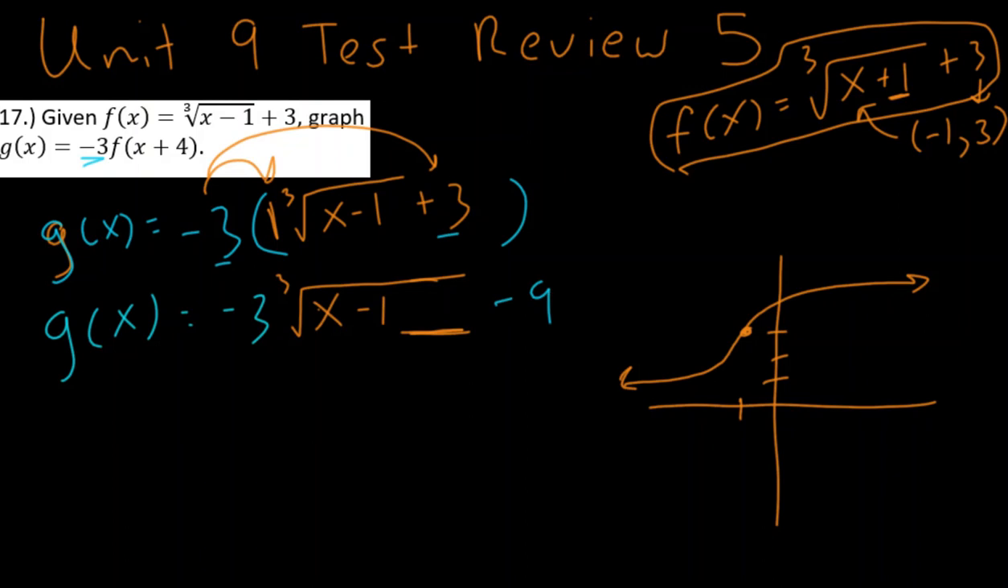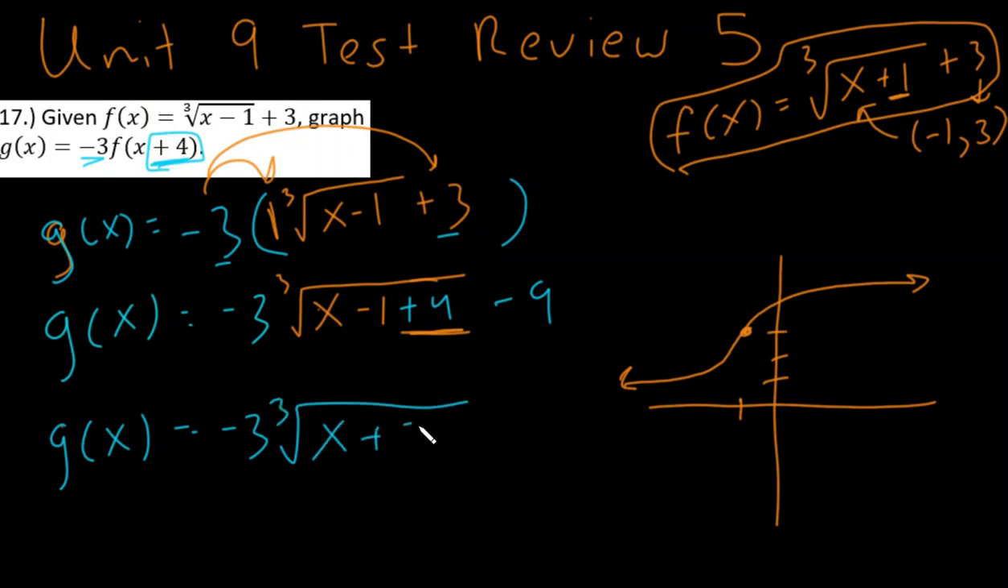Okay? Now the last thing I want to say is, look, on the inside of this function we are adding 4, so I'll put a plus 4. And at this point, I now have this completely brand new function. g of x is equal to negative 3 cubic root of x plus 3, because negative 1 plus 4, minus 9. And if you'll notice, my x value here has to be negative 3, and then our y value is negative 9, so we can do this.